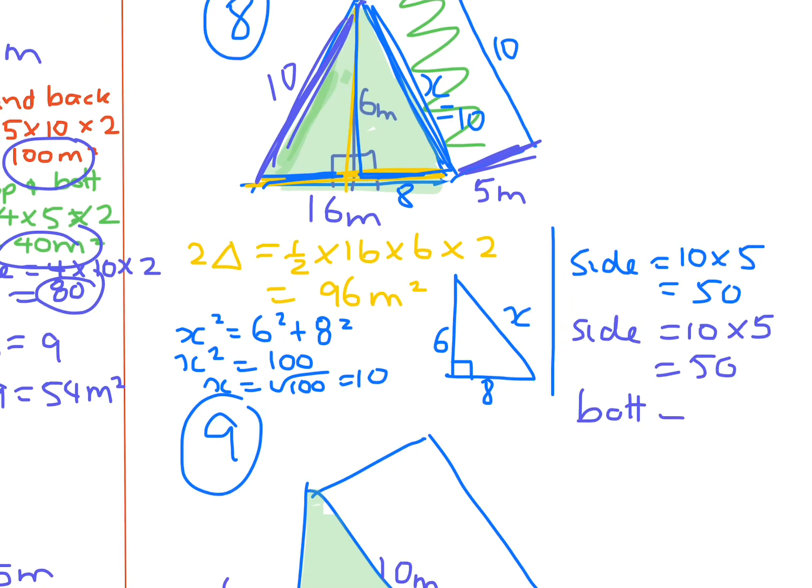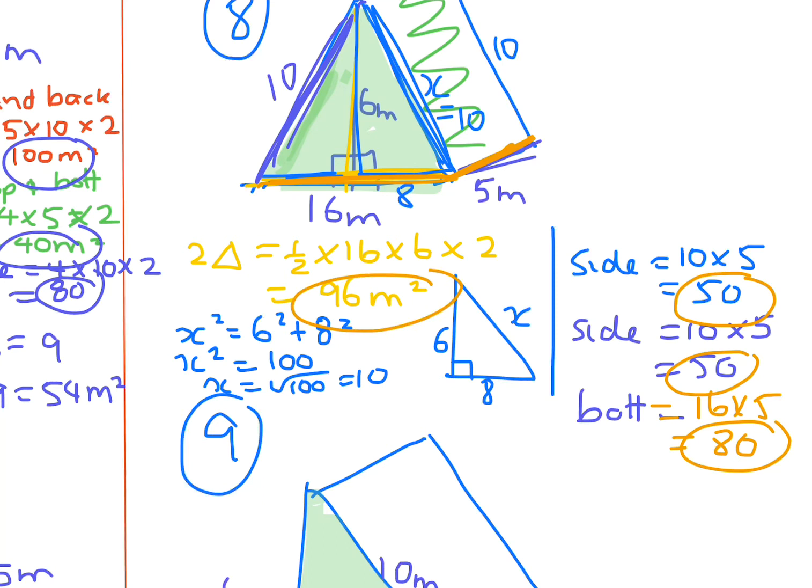So when you look at the bottom is 16 times the 5. 16 times 5, which is 80. So when you add these up, 80, 50, and 50 is 180, and 96 is 276 metres squared. That's the total surface area.